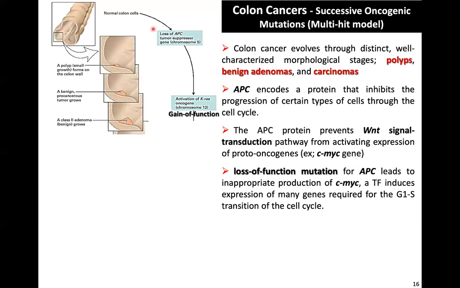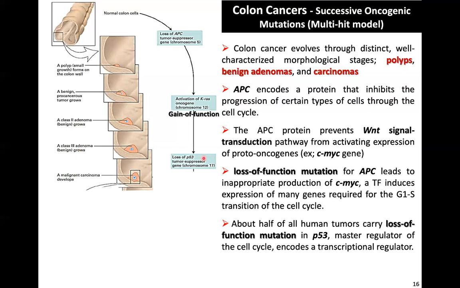If the loss of function mutation of APC is followed by activation of another oncogene, which is KRAS, a gain of function for KRAS, a gene located on chromosome 21, this leads to conversion to a second stage, class 2 adenomas, which is still benign. Soon after that, it will develop to class 3 adenomas, which is still benign as well.